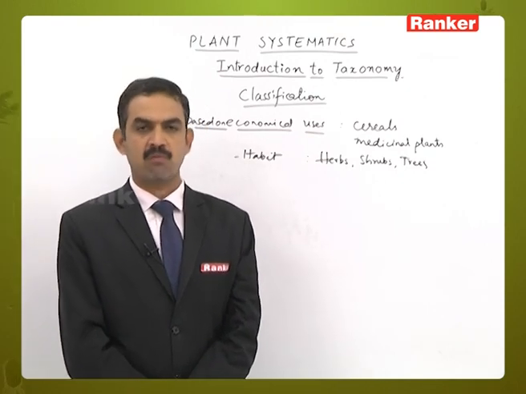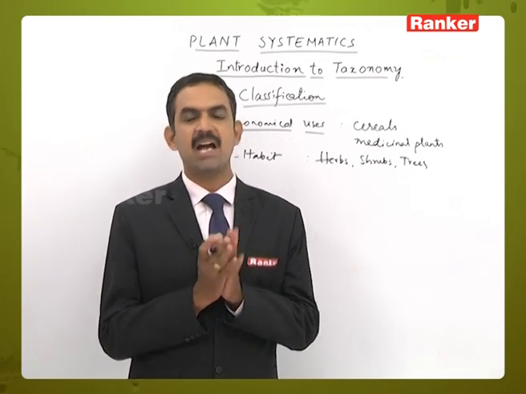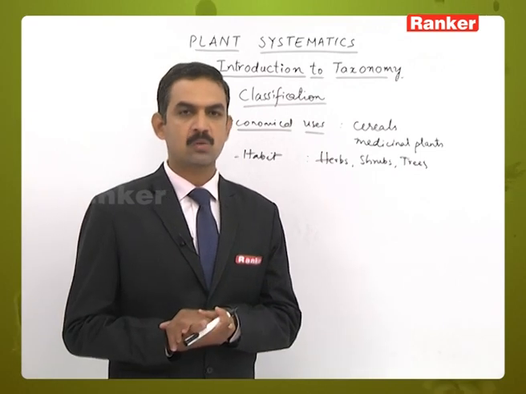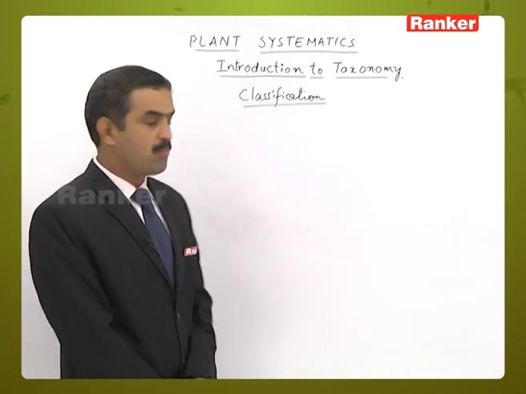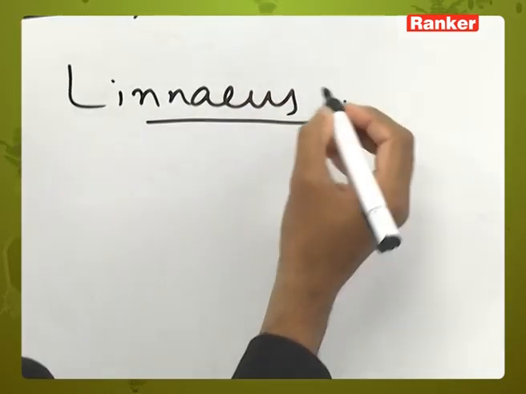Based on that, whatever the number of classifications that have been there, the scientists have categorized them into 3 groups. That is what we call the types of classification. Here Linnaeus is one of the most important scientists we have to talk about. Linnaeus is called the father of taxonomy.